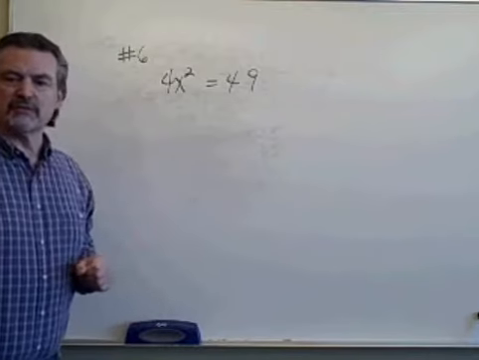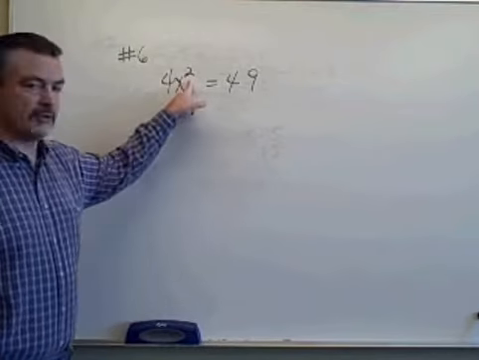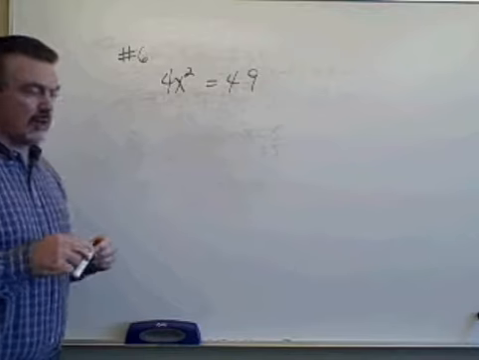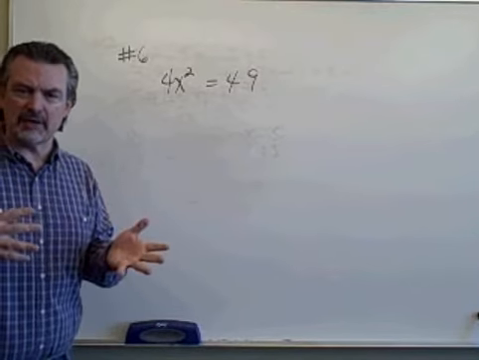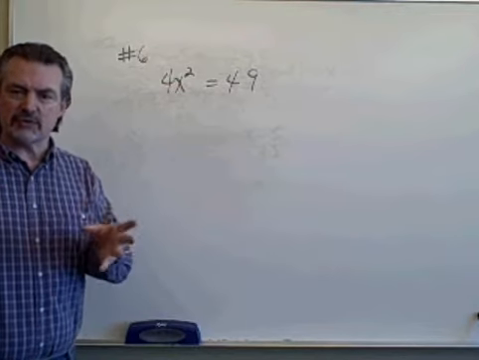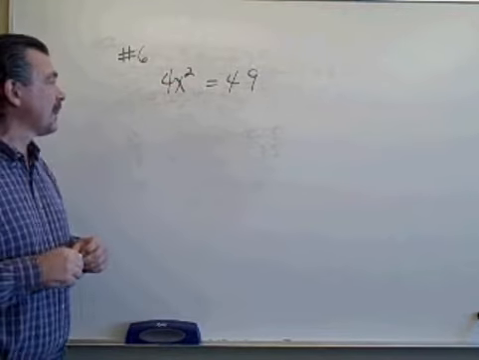Number 6 on your review sheet is another quadratic equation. The highest power of the variable is 2. That's what my clue is, that it's a quadratic equation. Whenever I solve problems, I'm always looking for the clues that tell me what kind of problem I have so that I can use the correct approach to solving it.